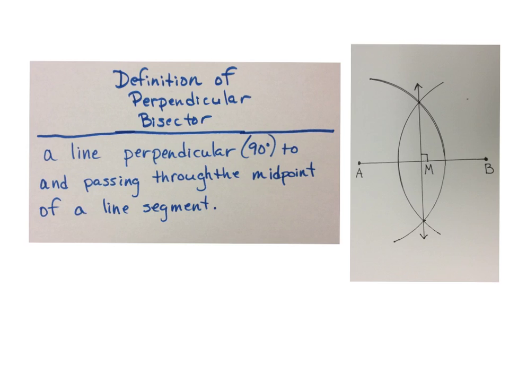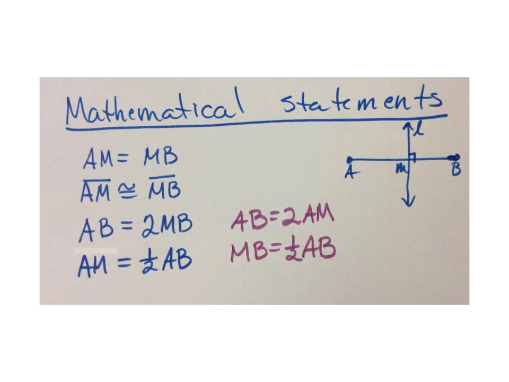If it does, here's the definition. The definition of a perpendicular bisector: a line perpendicular, that's 90 degrees, to and passing through the midpoint of a line segment. Now that you've learned how to construct a perpendicular bisector, let's see how that sums up. Not only is this perpendicular, it is also a bisector, which if you remember, a bisector gives you a midpoint, so it's going to cut it in half.